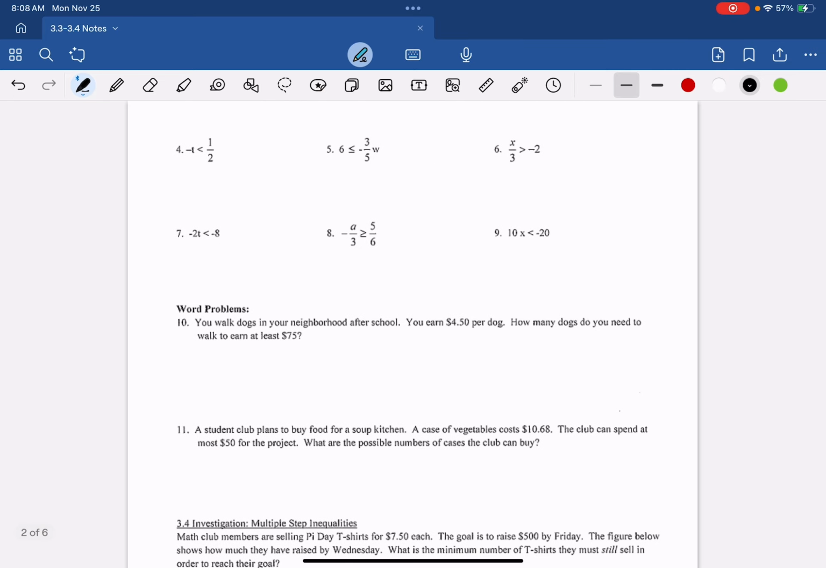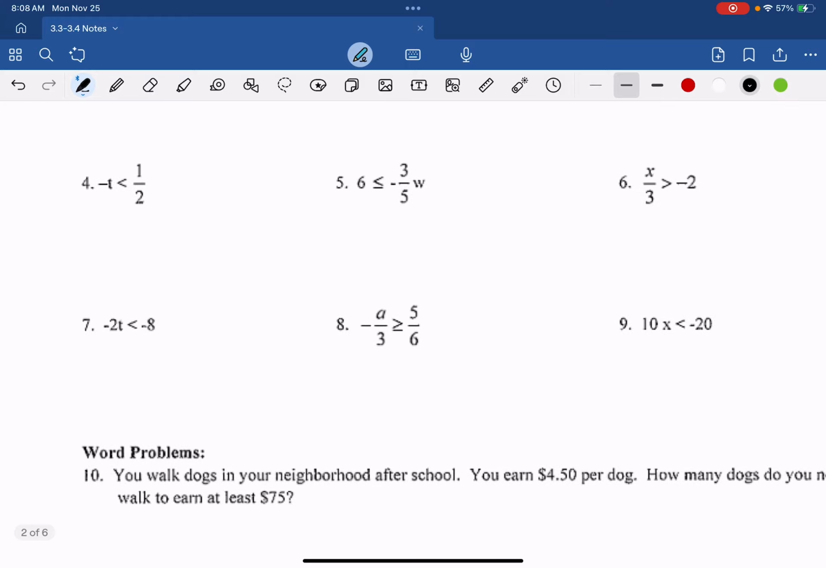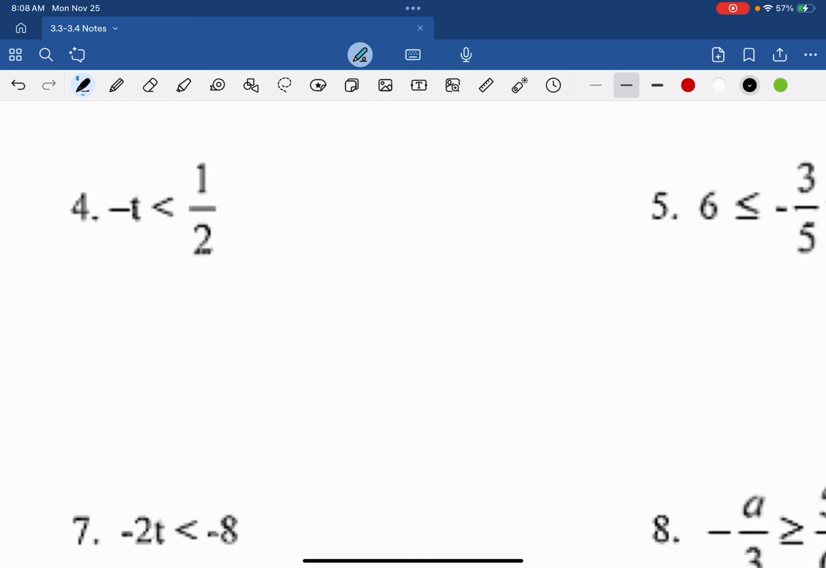Let's try some harder ones. Flip your paper over. Okay, and we're just gonna jump around. We're not gonna do all of these, but let's just pick a couple here. So let's look at number 4.